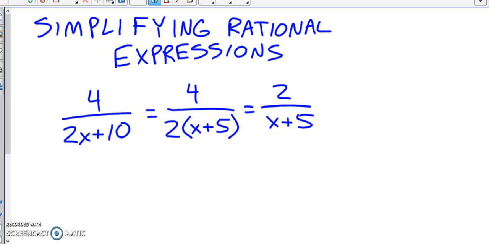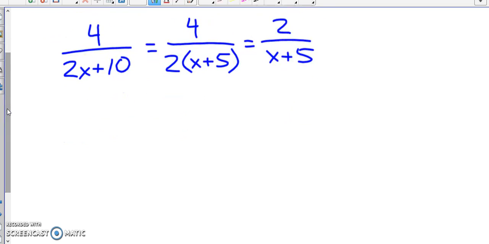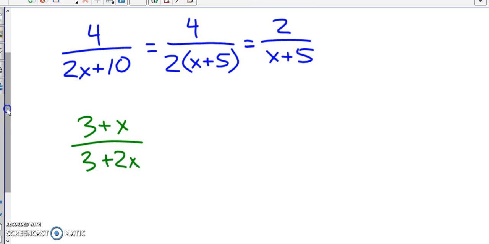So for instance, if I had 3 plus x over 3 plus 2x, you cannot do the following things. I cannot cancel the 3's. Because if I canceled those 3's, I would have to cancel something out of the x and the 2x, and there's not a common factor there. I also can't cancel the x's because of the 3's and the plus. Okay? That's a big no-no. All right? So this sort of thing right here doesn't simplify.